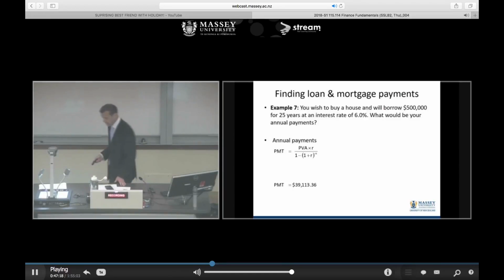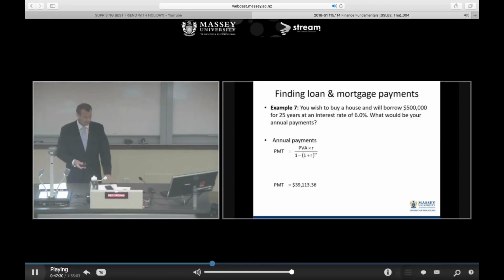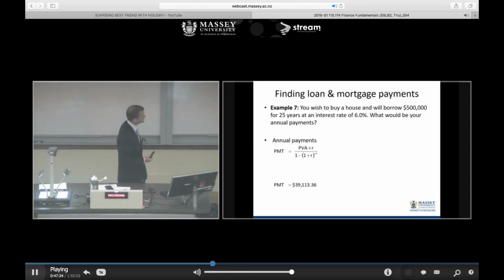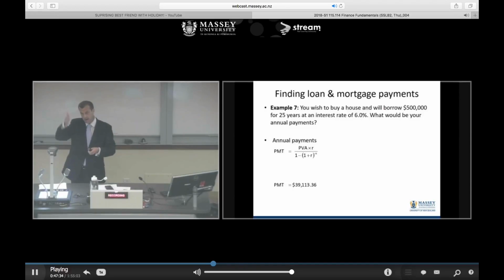How long are you going to borrow it for? 25 years, that's N, and the interest rate, or the money that the bank's going to run off with, is 6% on what you owe them. Now the thing with loan and mortgage payments is that when you make a payment, you now owe the bank a little bit less. So the next month, they can't charge you as much interest because you've paid a bit off your loan.